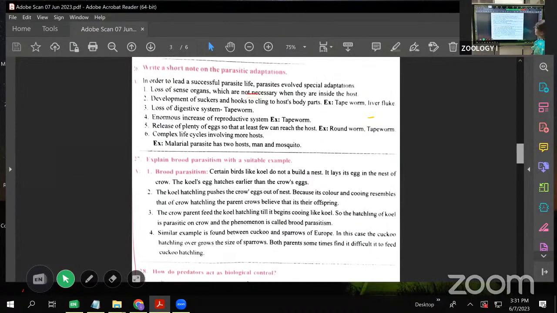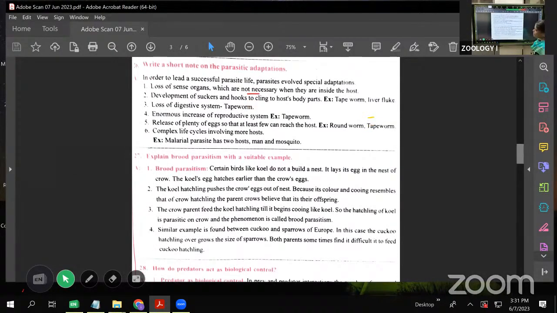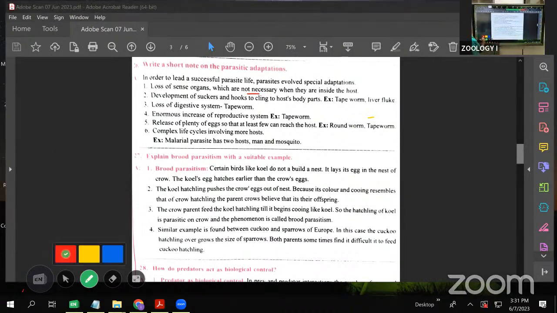Next one is brood parasitism. Simple one. This is the parasitism for the brooding purpose. They undergo a parasitism that we call brood parasitism. Certain birds, like the koel, do not build the nest. They don't build the nest, and they lay their eggs in the nest of the crow. The crow forms the nest. Inside the nest, the koel, which does not build a nest, lays its eggs among the crow's eggs.